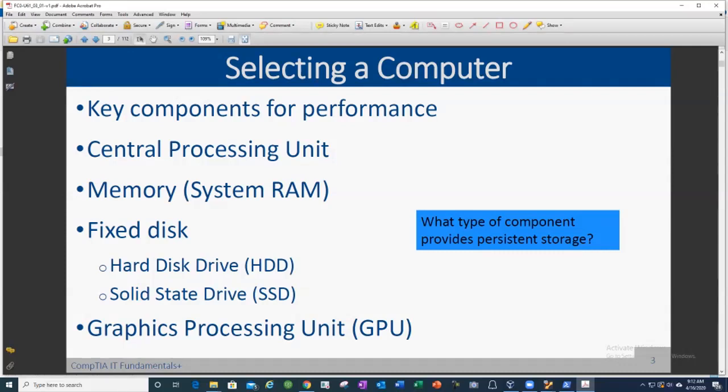Now, if you're working on a document and you save that document to persistent storage, like a hard drive, it could also be a USB drive or a DVD or Blu-ray, whatever. But it's important to understand that.